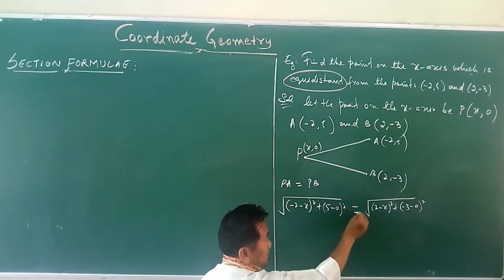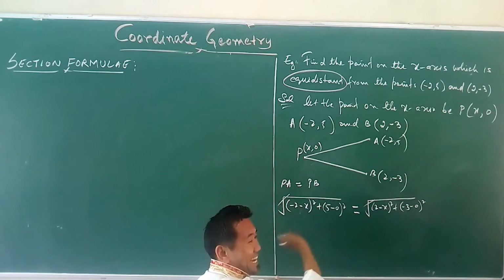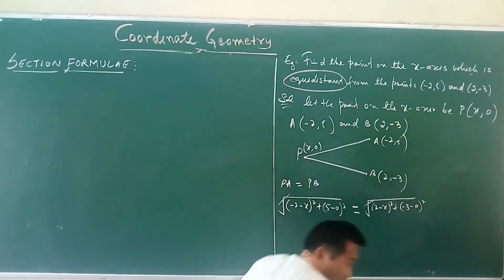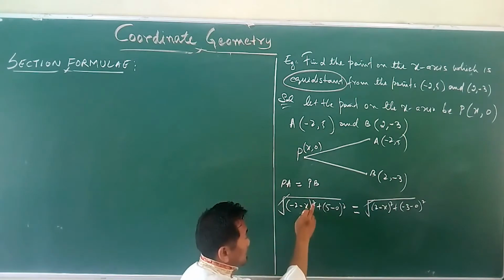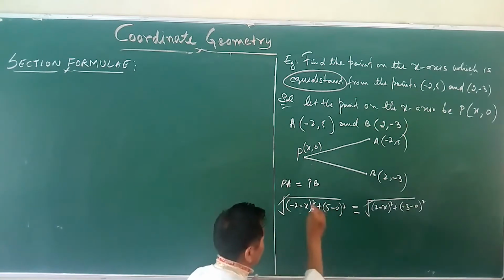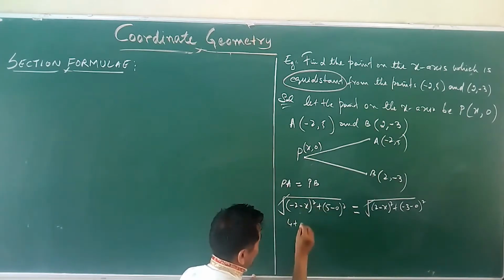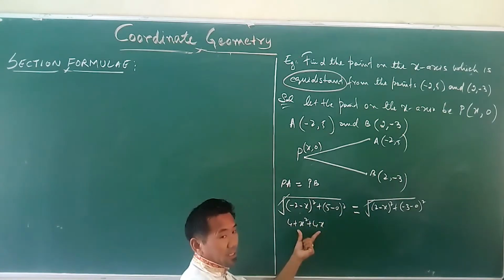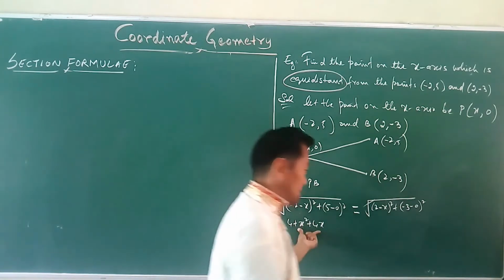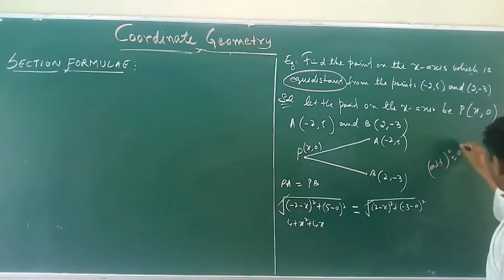Then the equal sign here, and the square root on both sides. Now here we apply the identity. A negative squared becomes a positive. The identity is (a plus b) whole square equals a square plus b square plus 2ab, so (-2 minus x) squared gives 4 plus x square plus 4x.